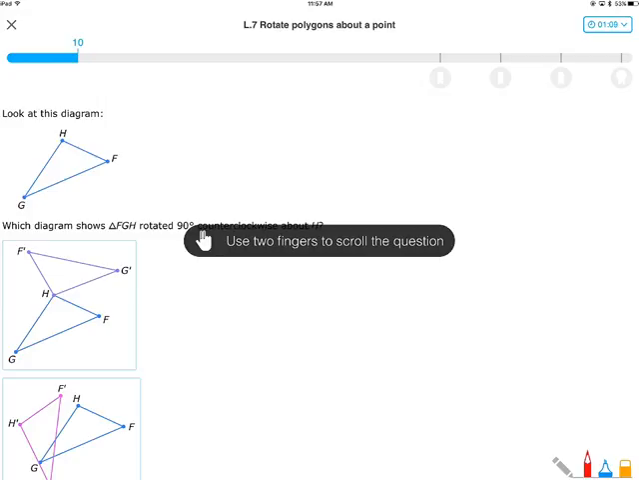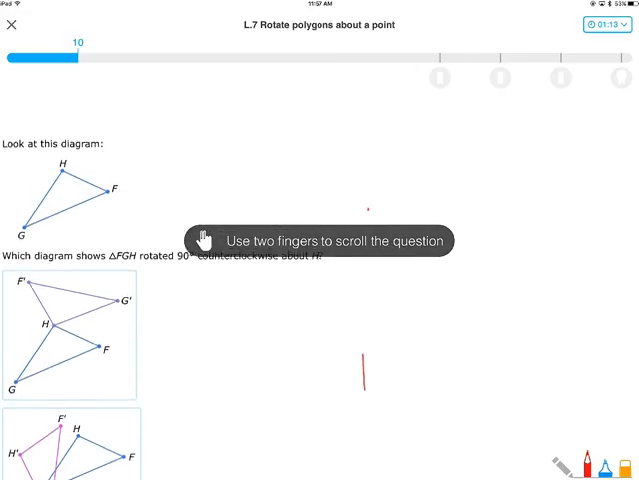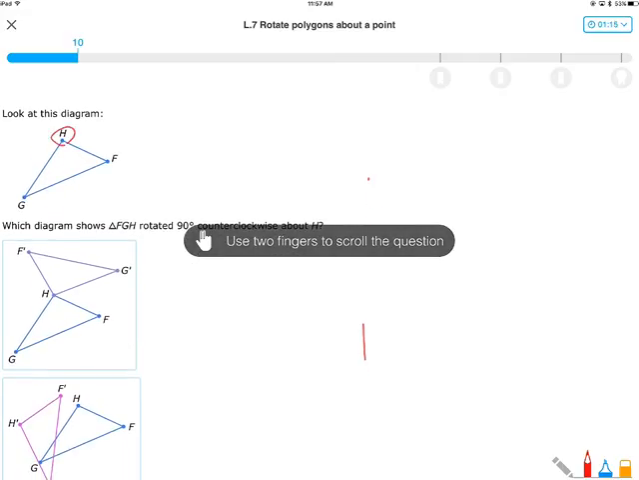Okay, so looking at this diagram, we've got a rotation around point H. So this one's staying the same. 90 degrees counterclockwise. So I think F is going to be rotated 90 degrees, which means this line will be perpendicular, so somewhere right up here. G will also be rotated 90 degrees, so it'll be somewhere over here.